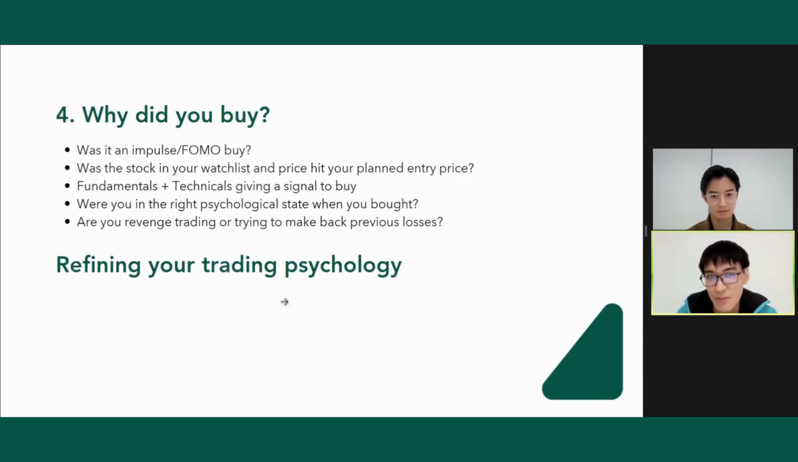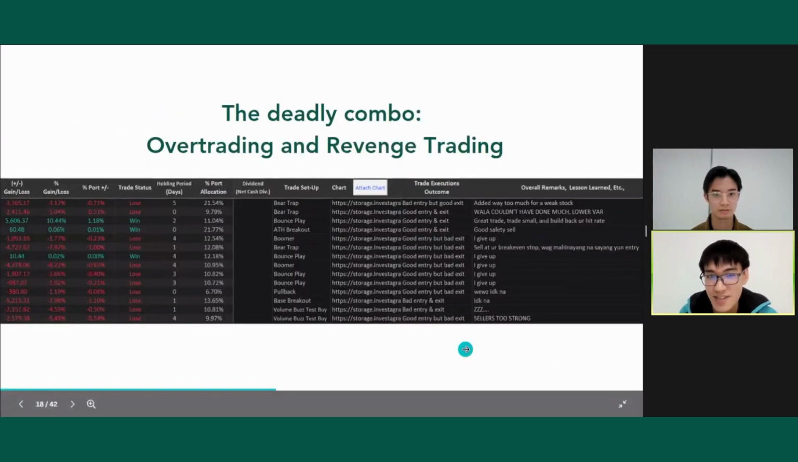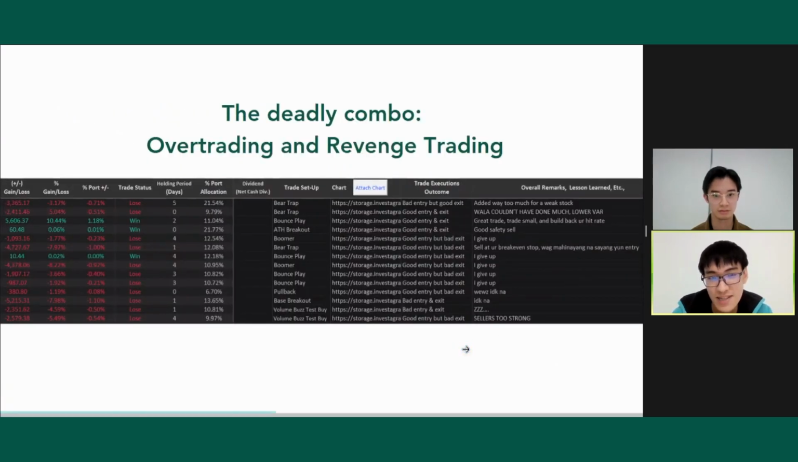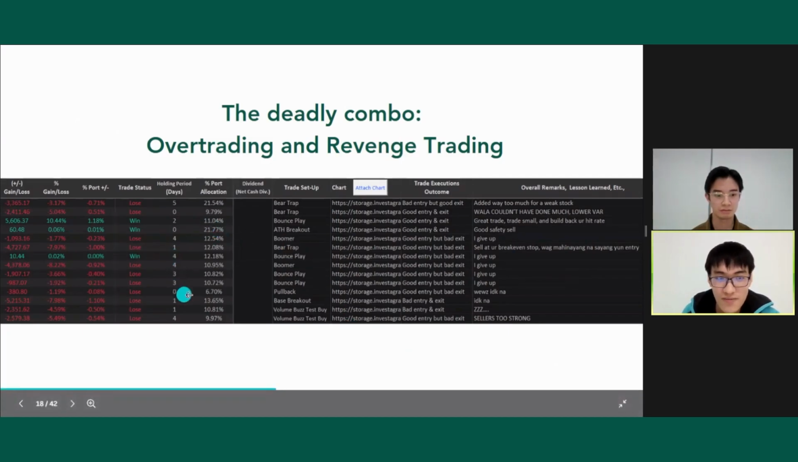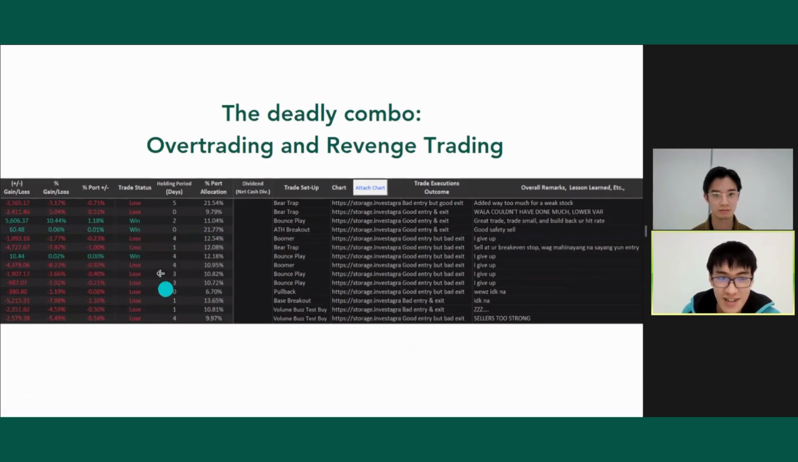So when you buy, dapat objective yung buy mo based on your watch list, based on your trade plan, diba? Then you execute. If there's anything else in your mind other than the objectivity of your trade plan, then that has something to do with your trading psychology na. So here's an example. This is a deadly combo when you're overtrading and revenge trading. Here, I was on a losing streak. So I kept on losing, but I kept on trading pa rin, diba?